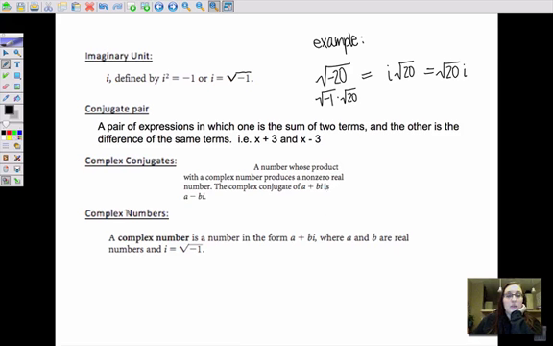And then lastly, the word complex. A complex number is in the form a plus bi, where a and b are real numbers and i equals the square root of -1. So I kind of already did that here. This would be kind of like the bi term, where you have the real number coefficient and then i for the imaginary part.